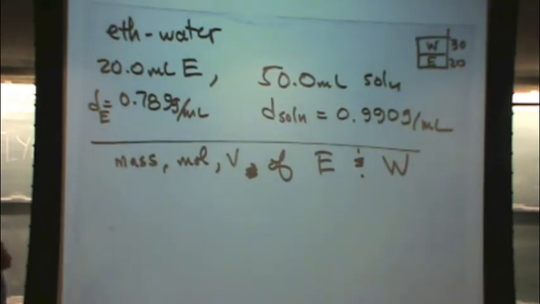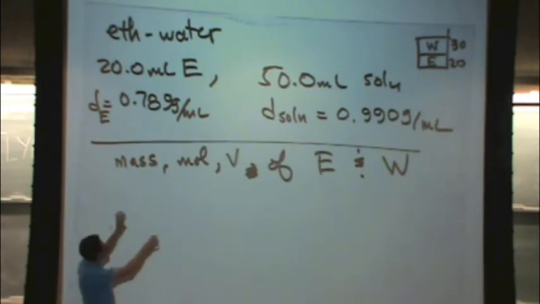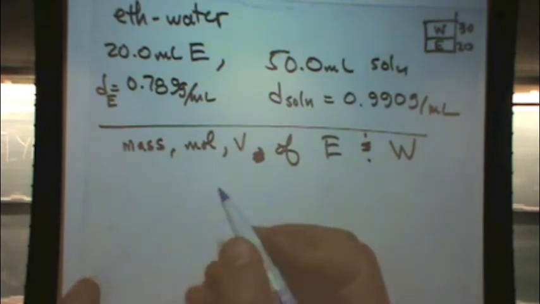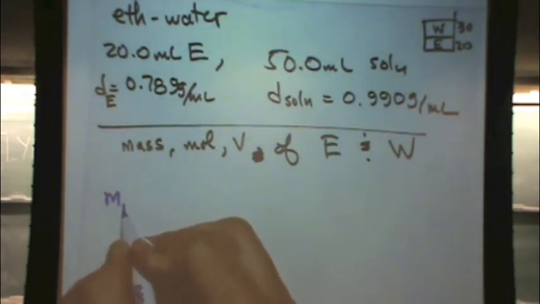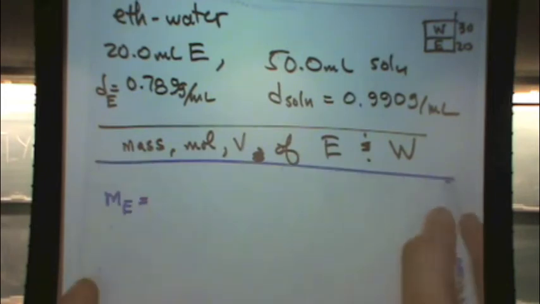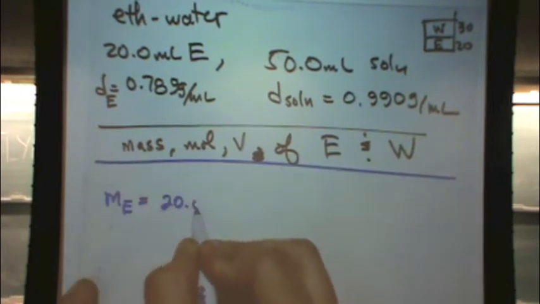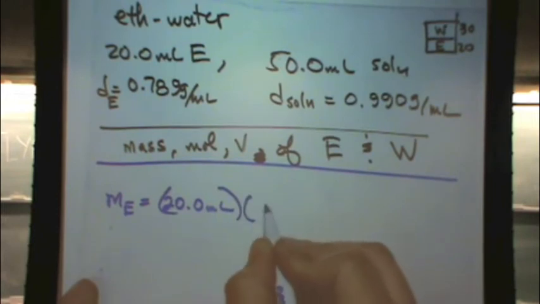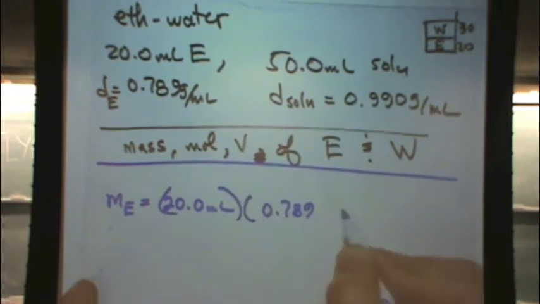Okay, so the way I usually do these problems, I find all this stuff first, and then I calculate each concentration after I have my base set of variables. So you could do it one at a time. I just think it's a little faster if I have all of them separately. So what I'm going to do is find all of those, and then I'll actually get to the question. So, for example, the mass of ethanol would be 20 milliliters times its density, 0.789 grams per milliliter.